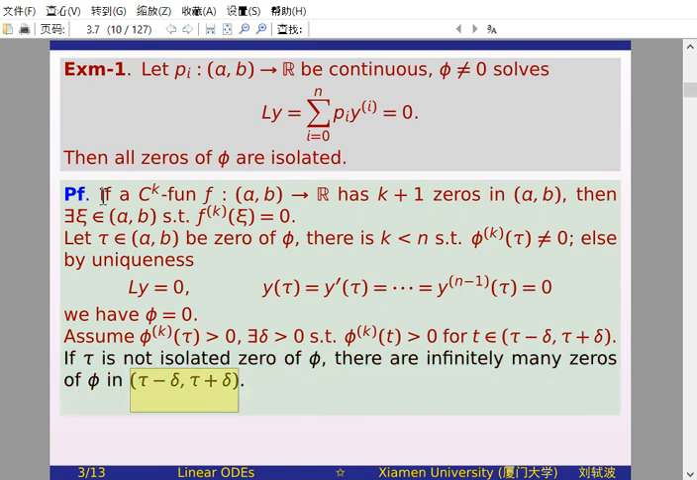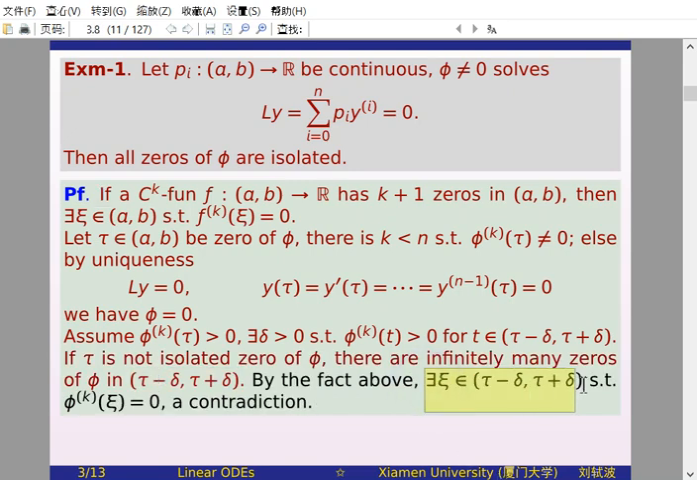We conclude that there is some point c in this interval, such that the k-th order derivative of phi at this point is 0. So this is a contradiction, because previously we concluded that the k-th order derivative is not 0, it is strictly positive in this interval. So if we assume that tau is not isolated, we will obtain a point in this interval such that the k-th order derivative is 0.